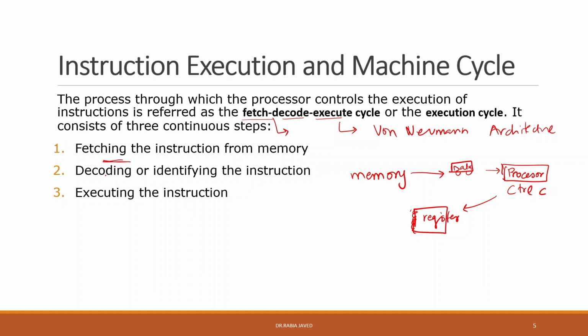In decoding, what happens is that all the instructions that the memory stores and sends to the register, finally it actually processes them and does all the calculation. So it is decoding, or identifying the instructions, and eventually in the last step it executes the operation that has been formed. So this entire mechanism which goes on and on is called the fetch, decode, execute cycle or von Neumann architecture.